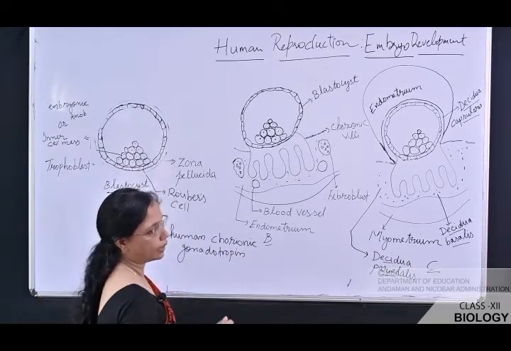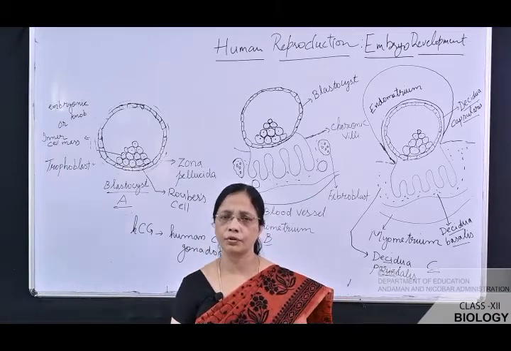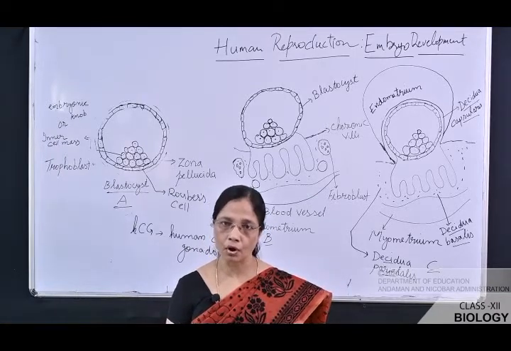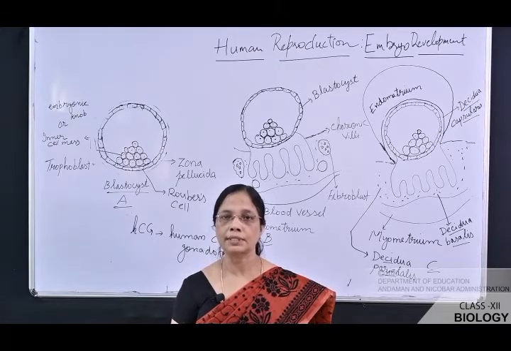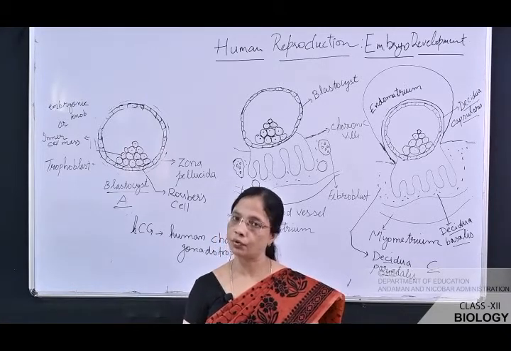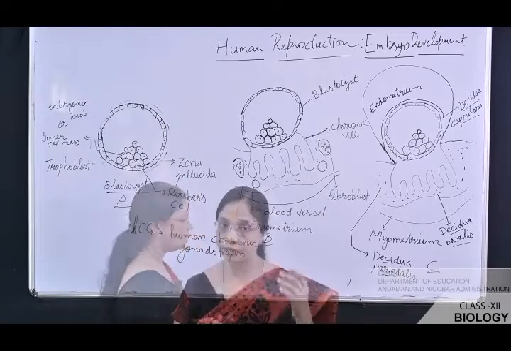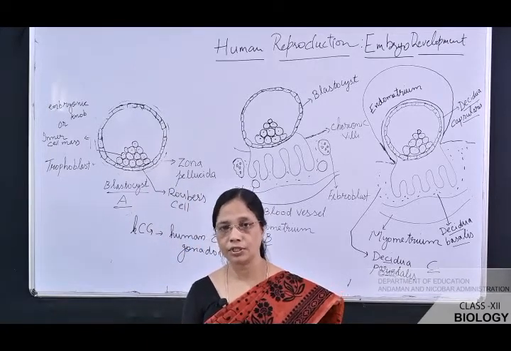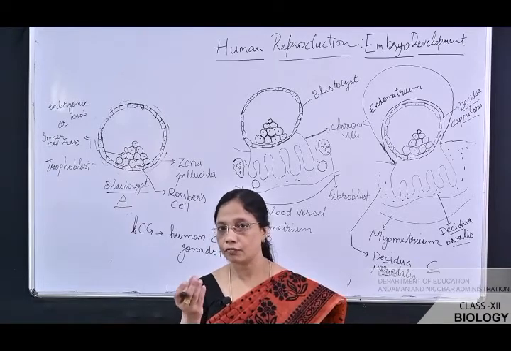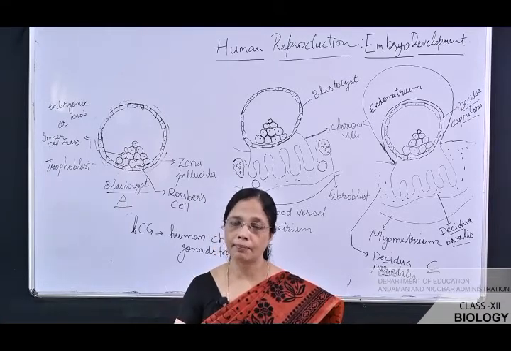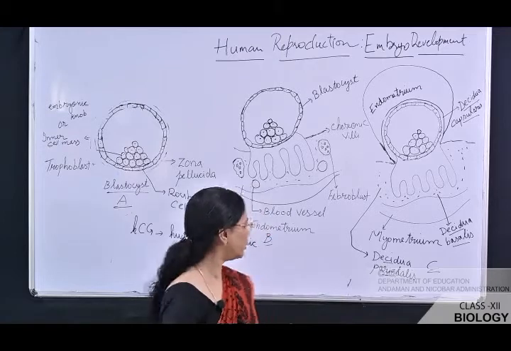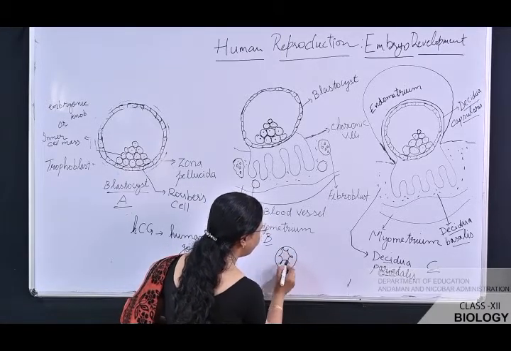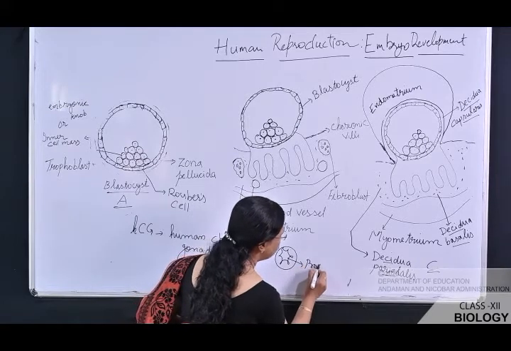Human chorionic gonadotropin. What is the function of this hormone? This hormone prolongs the life of corpus luteum. What is this corpus luteum? We already studied the process of ovulation. In ovulation, the Graafian follicle breaks and the remaining part of the Graafian follicle is converted into corpus luteum. If you remember the structure, corpus luteum secretes what? Progesterone.